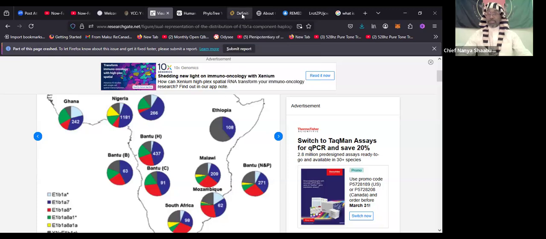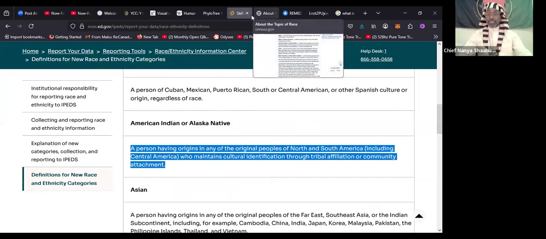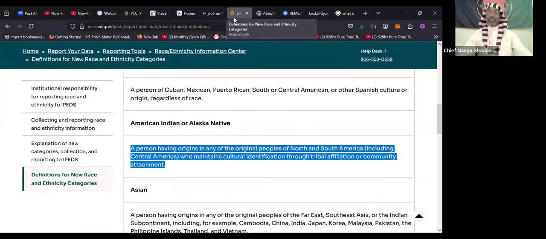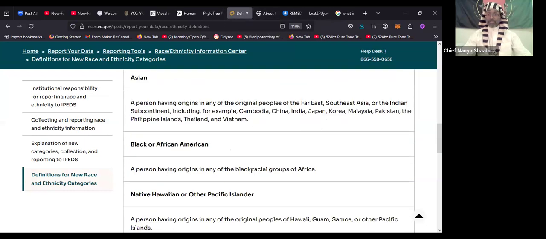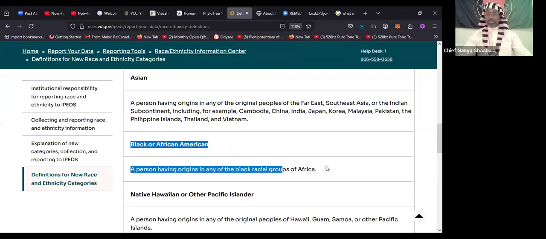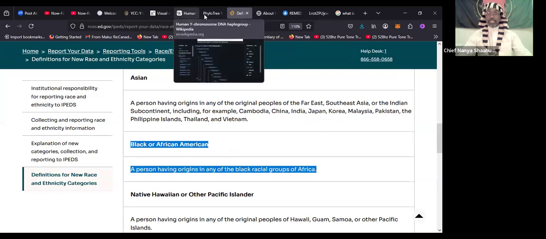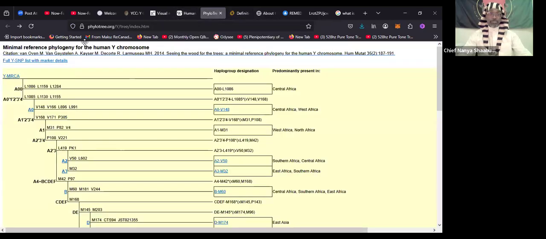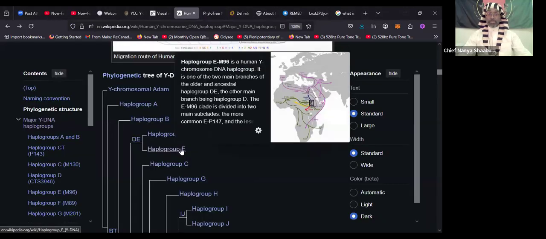So the race and ethnicity categories, along with the genetic markers and the use of the language, are all out of sync and have to be synced. First, they got to get rid of Black or African American. Black racial groups of Africa don't exist. They don't even have them as original peoples. So this goes contrary to the phylogeny and the haplogroup E. This goes contrary to that.